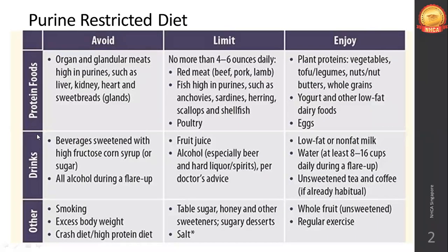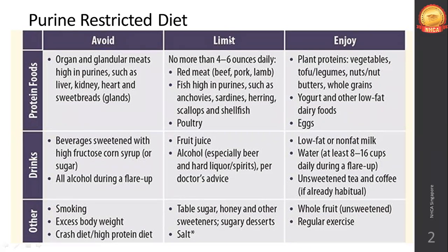So these are the things which you have to avoid. Restricted diet means these are the things you have to avoid. Organ and glandular meats like liver, kidneys, heart, of any non-vegetarian food sources you should avoid. You can only have the fleshy part of it, not the organs, like the boneless chicken and all. Okay, that's fine. Boneless chicken is fine. Then beverages, the sweetened high fructose corn syrup, alcohol have to be avoided. Excessive smoking, excessive body weight, crash diet or high protein diet have to be avoided.